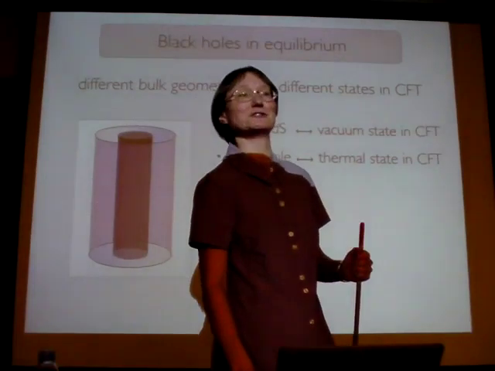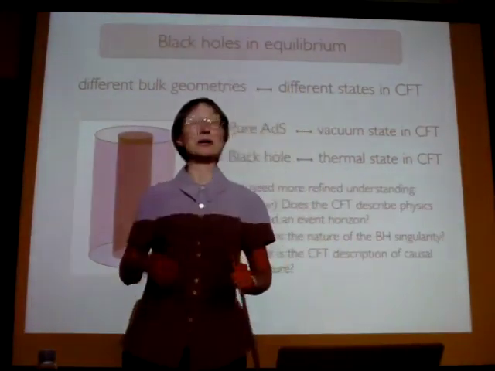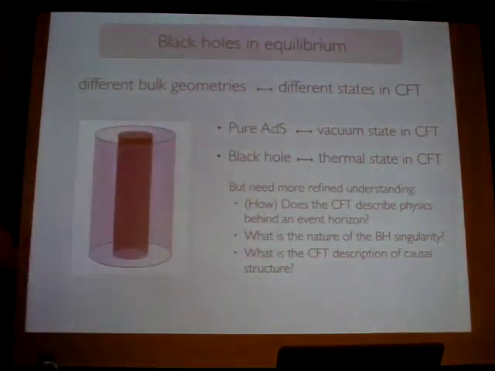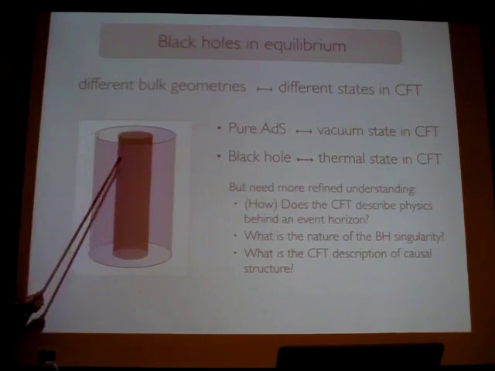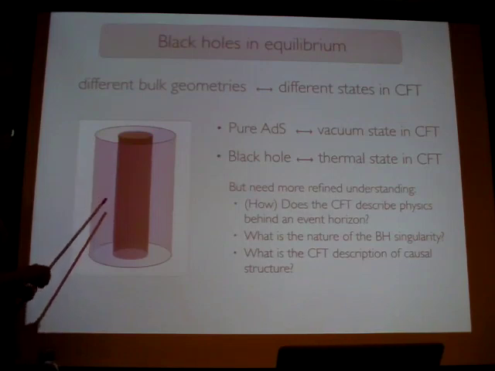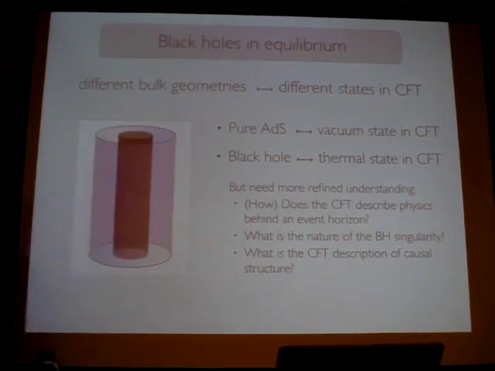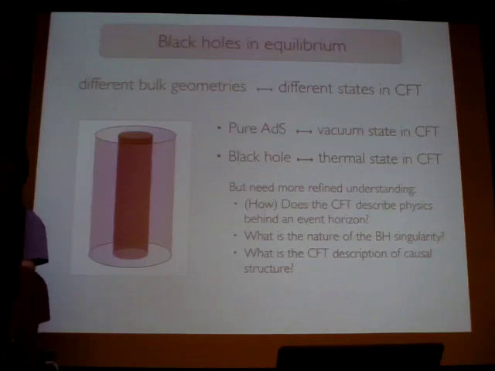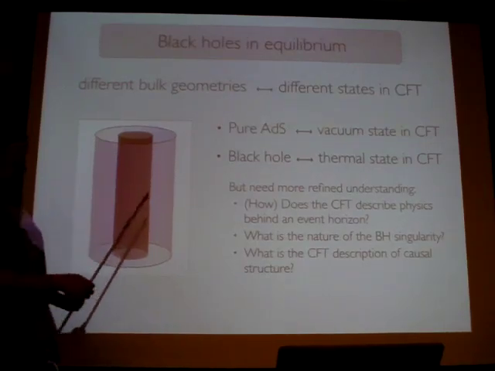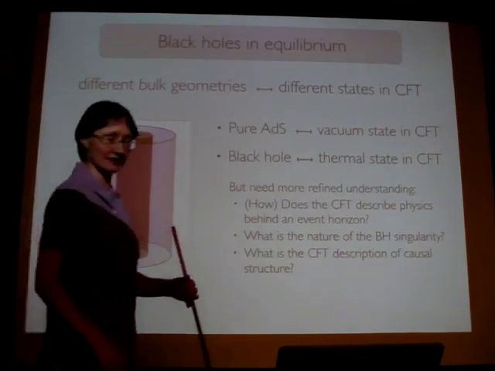But of course, that's too coarse-grained for what we really want to know about black holes. They have all these cool properties, so how do we see them in the field theory? We want to ask, how does the field theory describe physics behind the horizon, if it does? And in particular, how does it describe the black hole singularity, where classical gravity breaks down? So the CFT should provide an answer for what happens. What is the description of the causal structure, and so forth.